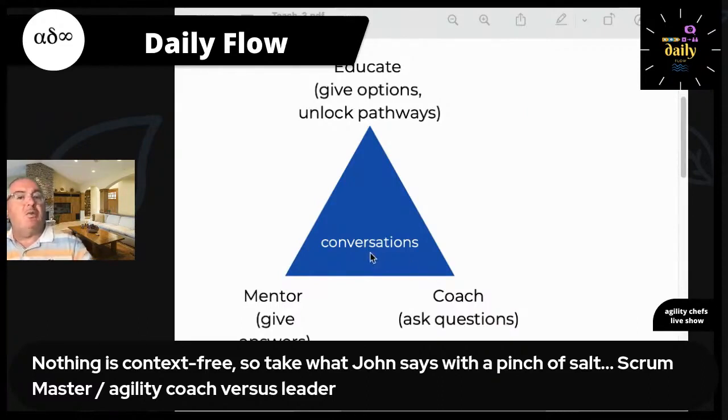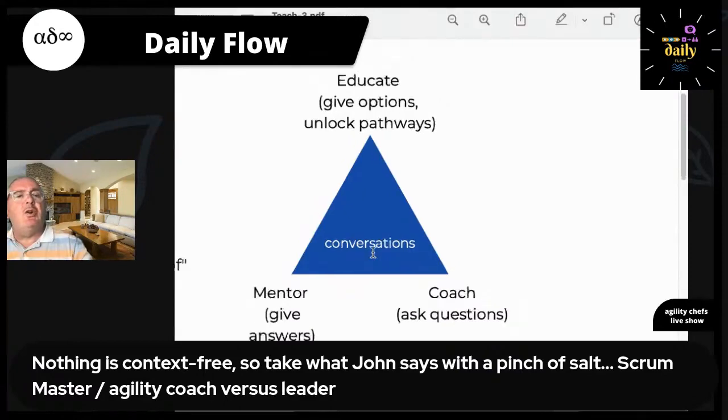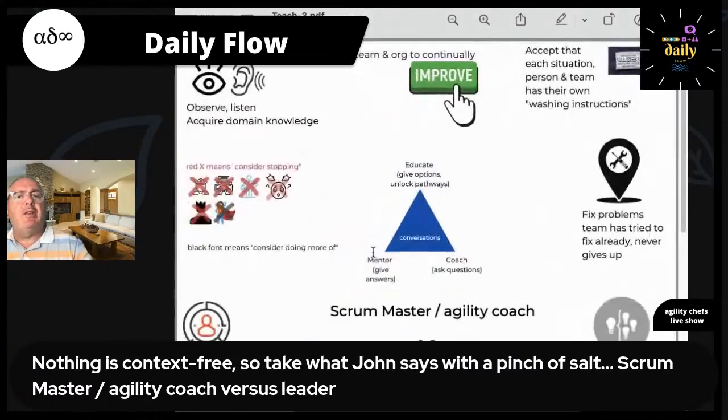I just wanted to start with conversations. Just to go a little bit further from that, I came up with a kind of one-pager in terms of what I expect a Scrum Master or an agility coach to do. The first thing I would expect is that you would observe, you would listen, and you would learn about the domain as well, the technical domain, maybe also the business domain.